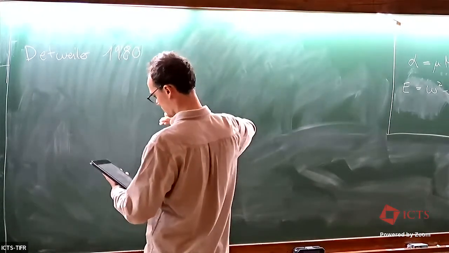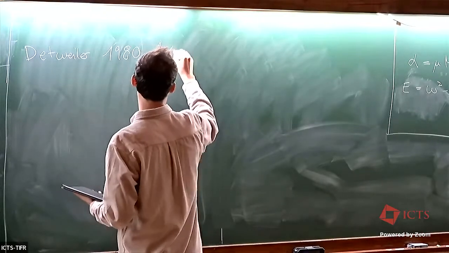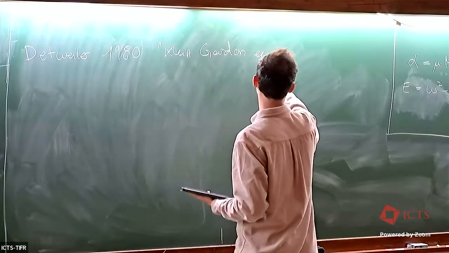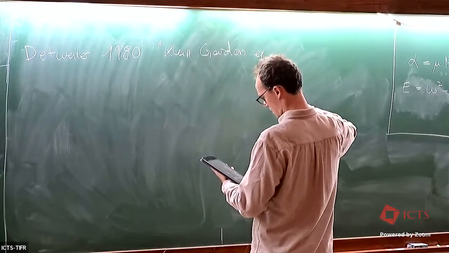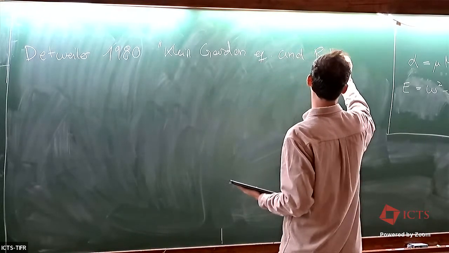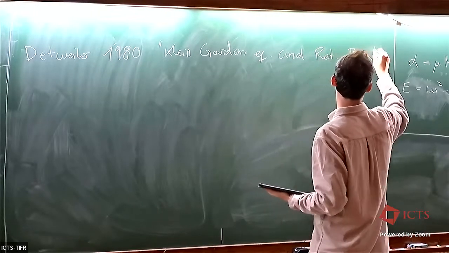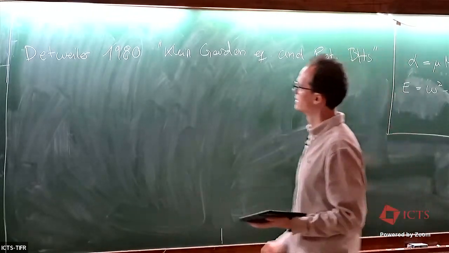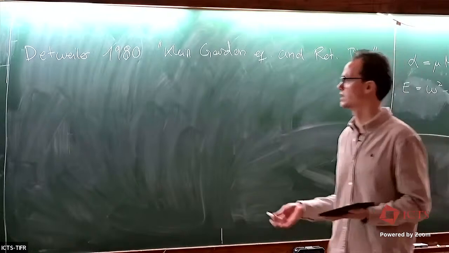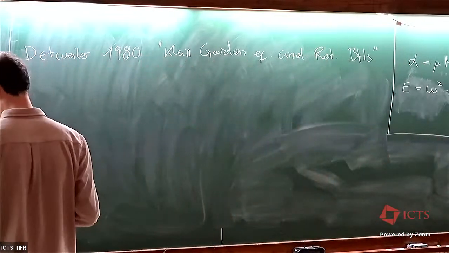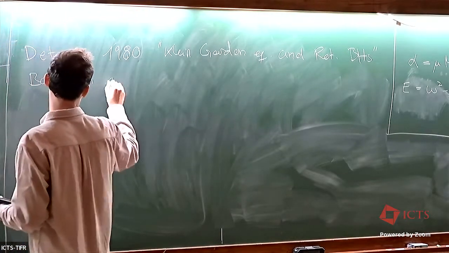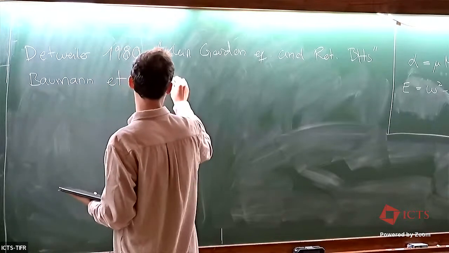This is called the Klein-Gordon equation, and rotating fluxes. Okay, this is an old paper, but I think it's actually quite instructive to read. A bit more of a newer version of this you can find in Baumann et al. from 2019.